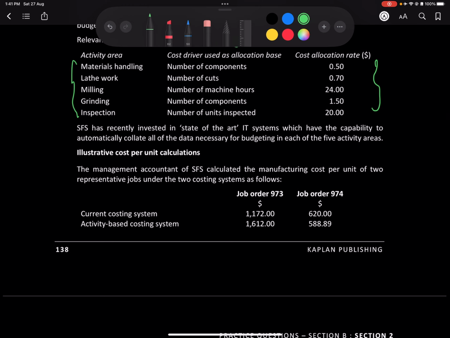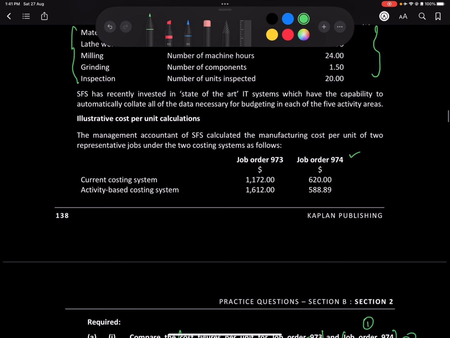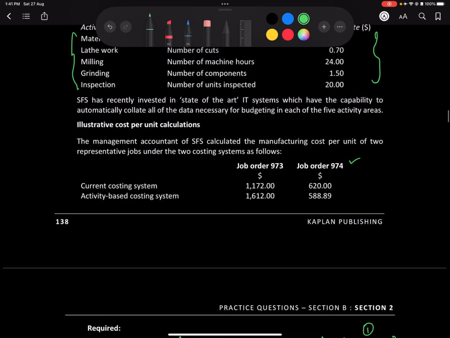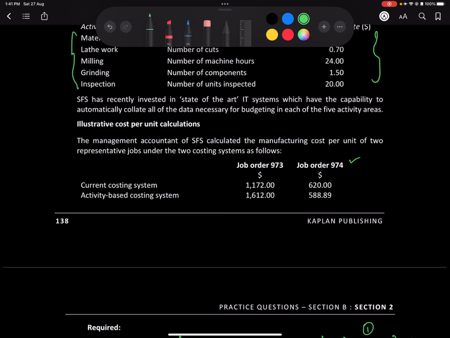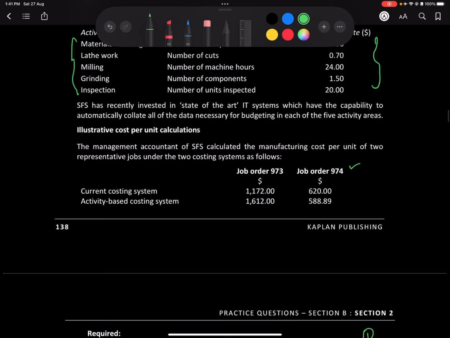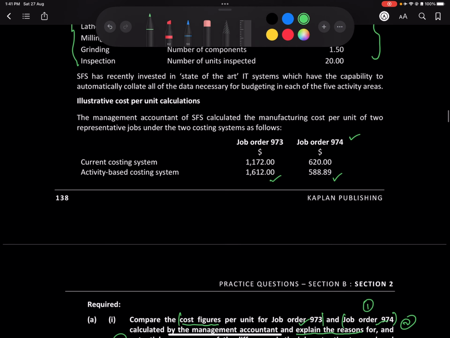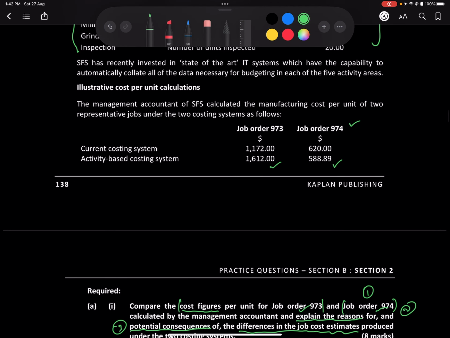Okay, they have identified and compared it as well, right? So the current costing system is showing 1172 for job order 973, and for the activity based costing system it's showing a cost for the job of 1612, and then for job order 974 it's 588.89, right? So those are the 2 details that we have. Let's compare with our answer as well.